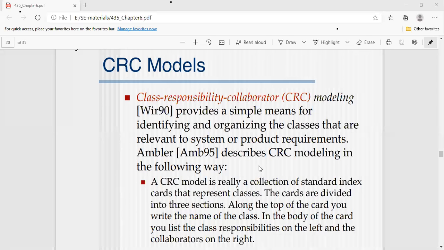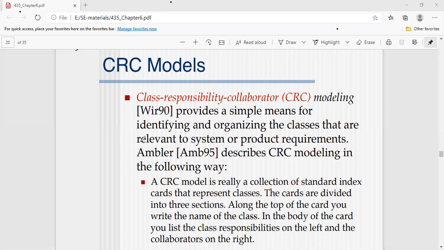In today's class, we are going to discuss the CRC models. The CRC is nothing but Class Responsibility Collaborator. What is it? It is Class Responsibility Collaborator modeling. What is the purpose of this? Why are we using these CRC models?